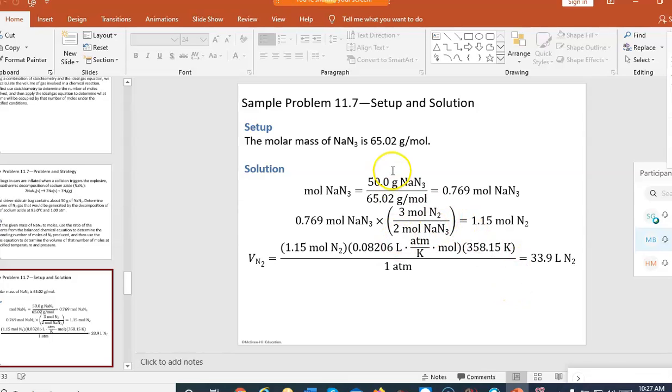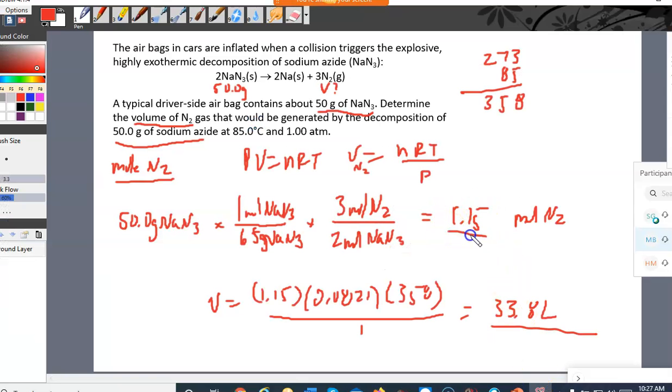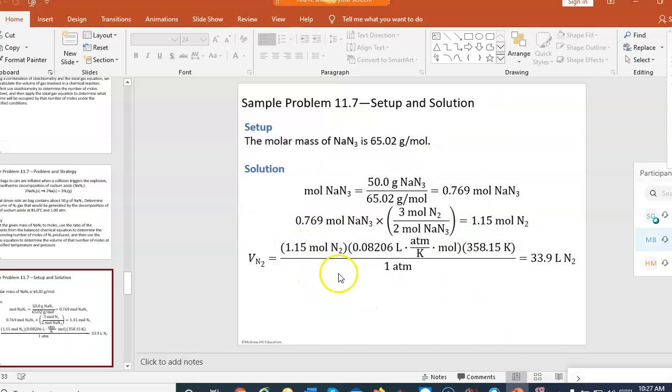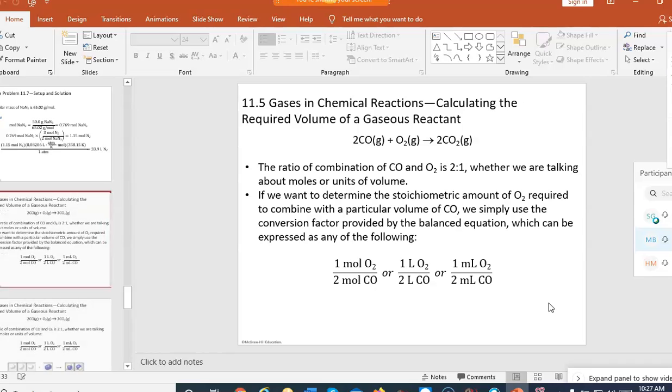So they kind of show you that. They convert it to moles of NaN3, and then they do the 3:2 ratio to get the 1.15, which is what we did right there. And then they plugged it into the gas law and got 33.9. Okay? Makes sense.